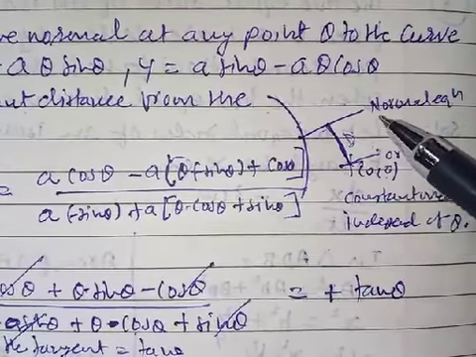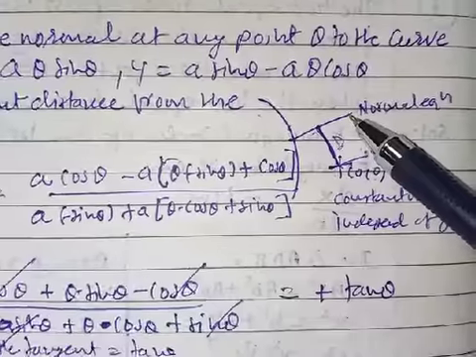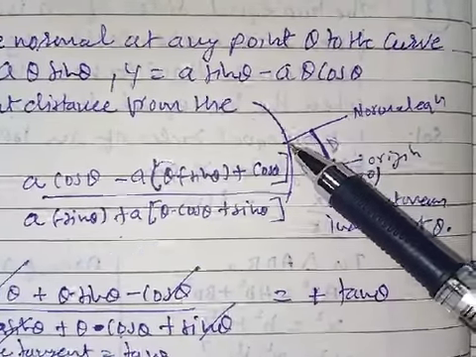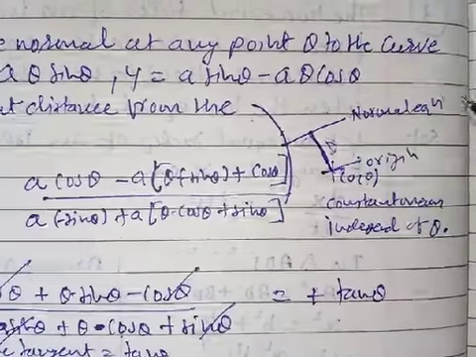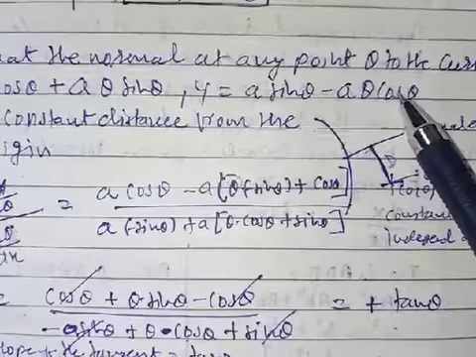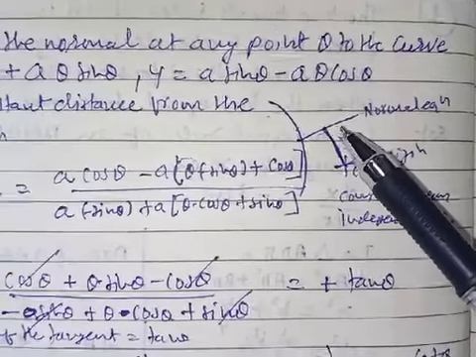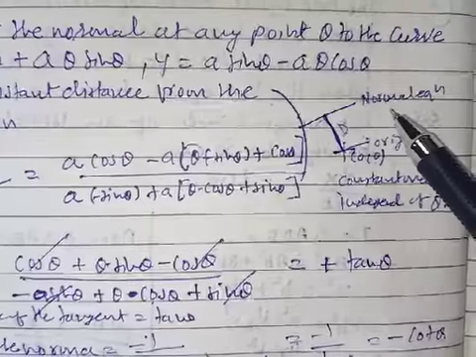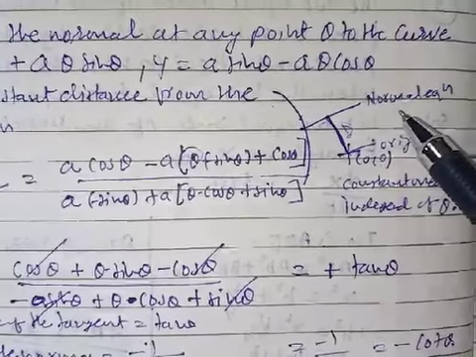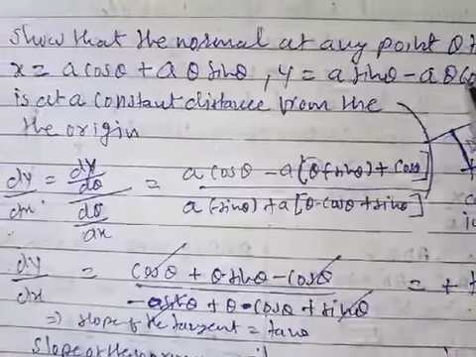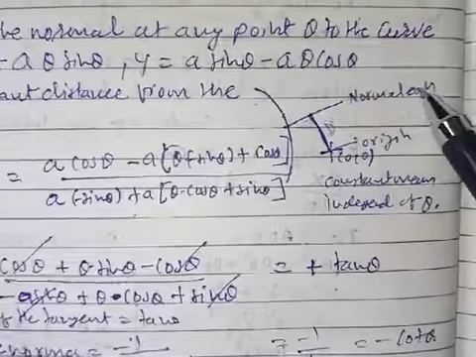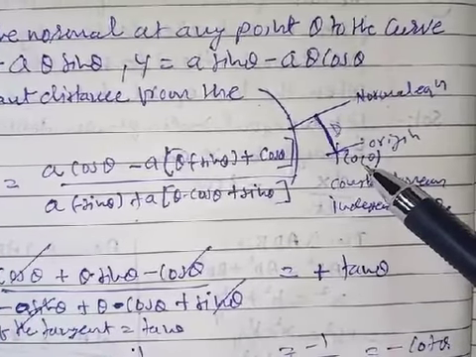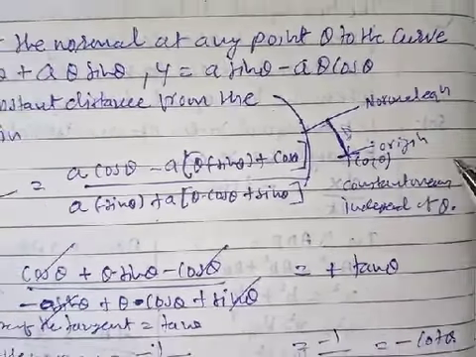Is it clear? So the first thing is we will find the equation of the normal. To find the equation of the normal, we have to find the slope of the normal, and the point (x, y) is given. First we will find the slope of the tangent, then from there we will find the slope of the normal. Once we find the slope of the normal, with the point given, we will find the equation of the normal, then we will find the perpendicular distance. This is the way we will prove it.